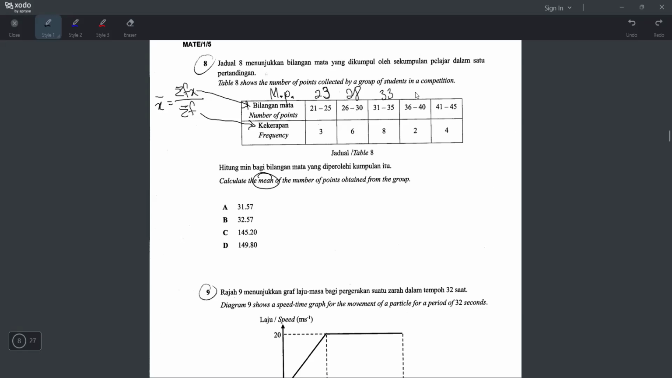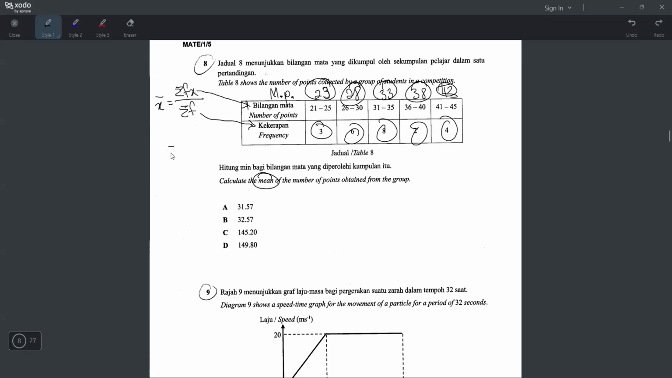And you find the midpoint for every one. This will be 33, this will be 38, this will be 43. And now your job is to take this one times this one, this one times this one, and so on, and then tambah semua, right? Okay, let's do it now. Press in your calculator, 23 times 3 plus 28 times 6 plus 33 times 8 plus 38 times 2 plus 43 times 4. Okay, my calculator gives me 749.